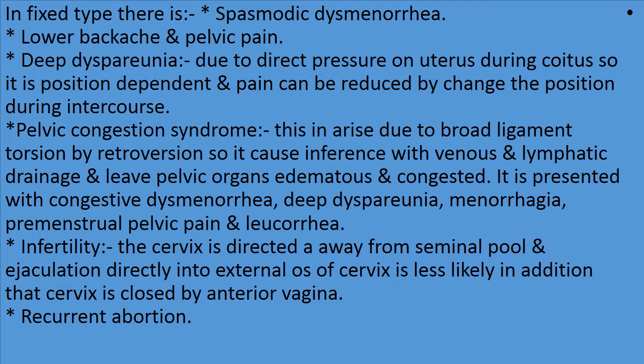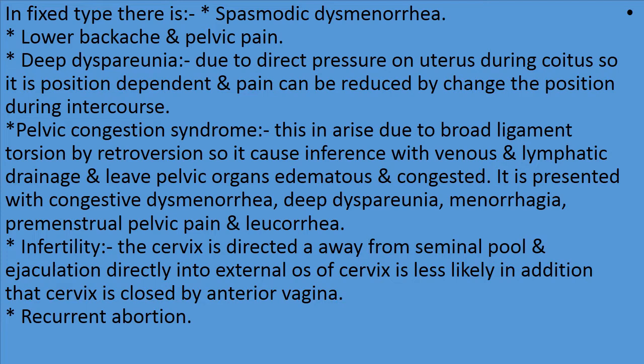The fixed type may cause pelvic congestion syndrome. This arises due to broad ligament torsion by the retroversion retroflexion. So it causes interference with venous and lymphatic drainage and leaves the pelvic organs oedematous and congested. It presents with congestive dysmenorrhea, deep dyspareunia, menorrhagia, premenstrual pelvic pain, and leukorrhea.